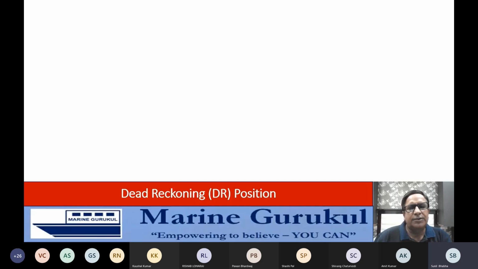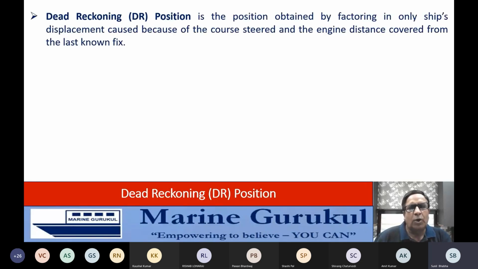The next one is DR position or the dead reckoning position, which is obtained by factoring in only the ship's displacement caused because of the course she steered and the engine distance that she has covered from a last known fix. So to mark the DR of the vessel, we must know the last known fix. We must know the course or courses steered during that interval since the last known fix and the engine distance that has been covered.